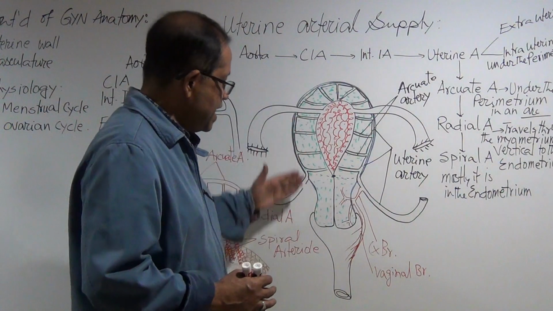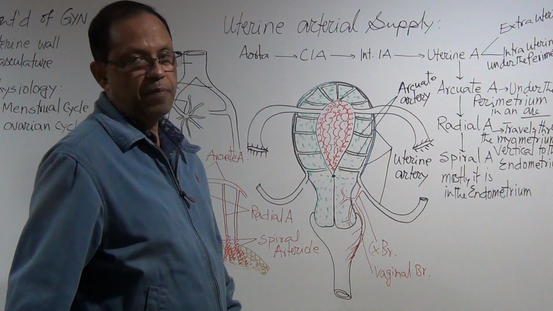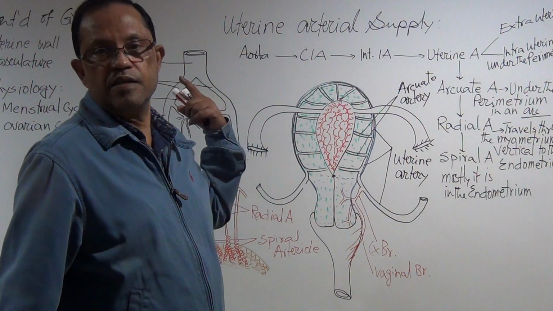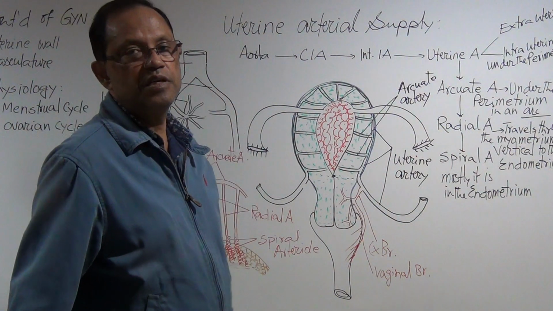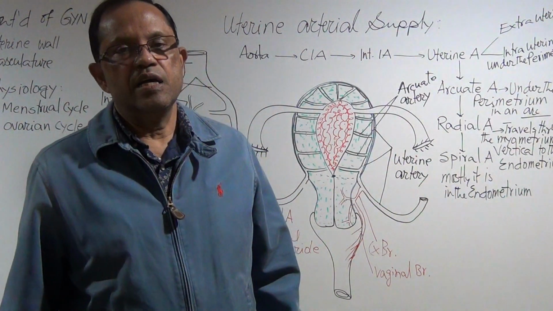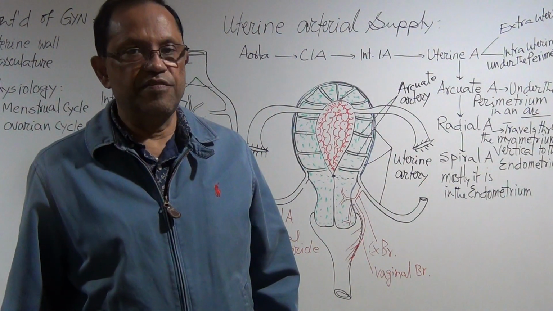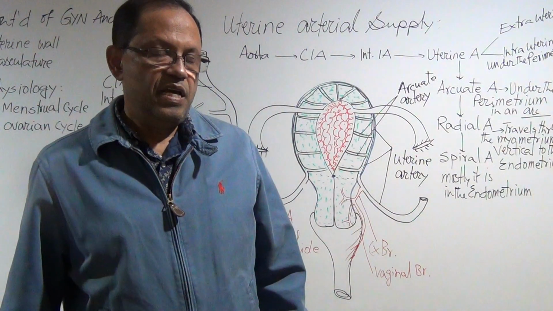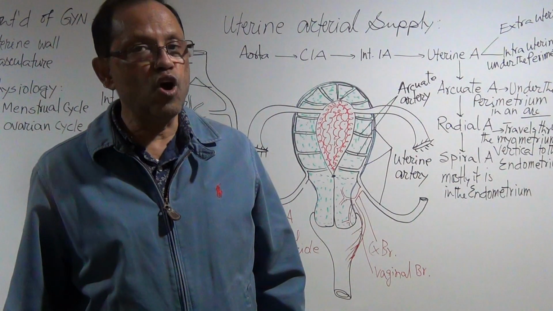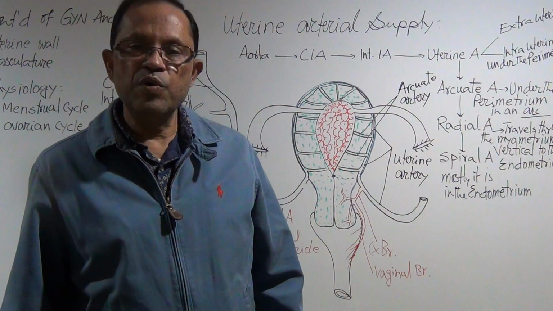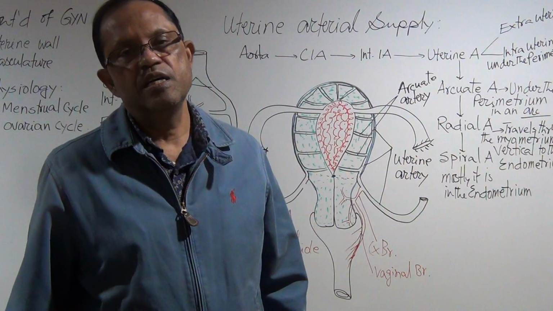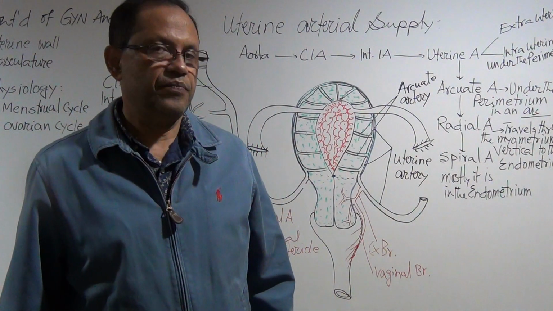Then what would be the venous drainage? The same venous names, veins will drain the blood into the internal iliac vein. Internal iliac vein will drain blood into the common iliac vein, and the common iliac vein will drain blood to the IVC.